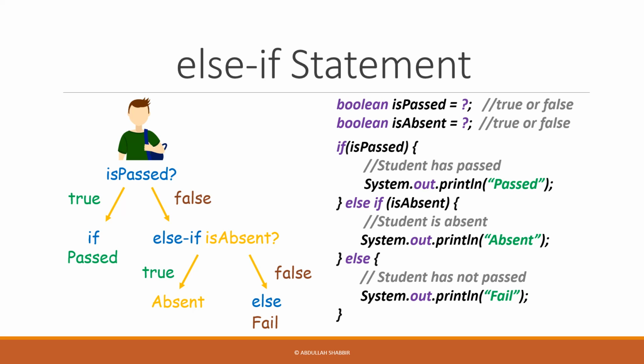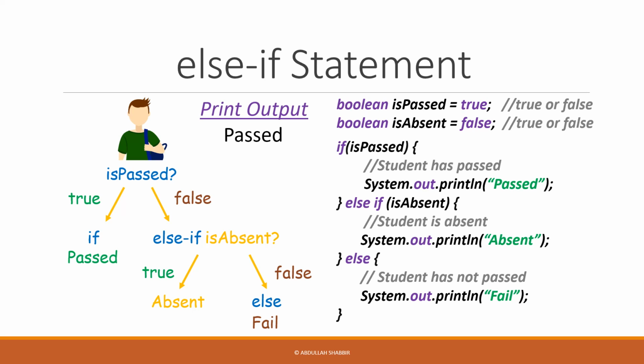First, let's consider what happens if is passed is true and is absent is false. In this case, the value of is absent won't matter, and we'll see why that is in a moment. Now that we have these boolean values, the computer will go through our decision-making code line by line. It first gets our if statement and checks whether is passed is true. It is in this case, so we'll enter our if block of code and print out passed, and this will complete our code. That's all that will be printed. Our else if and else statement will be skipped entirely.